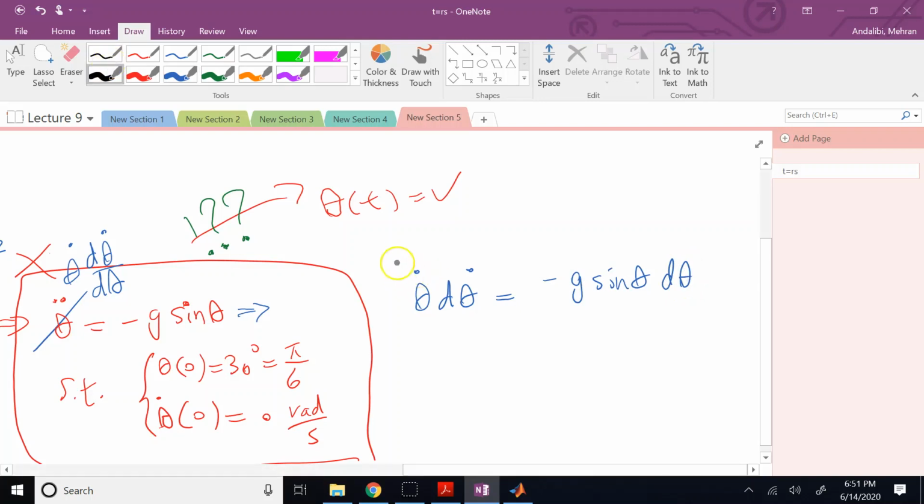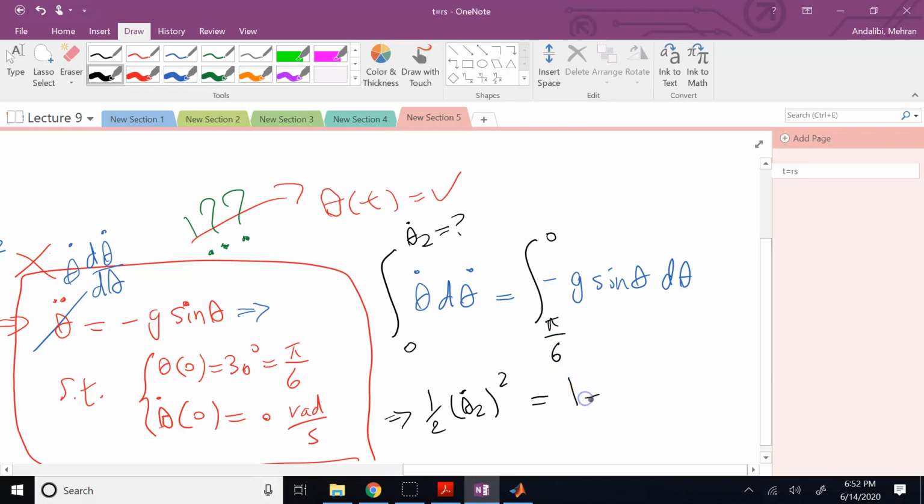And then what? You can integrate both sides. This goes from initial theta of pi over 6 to final theta of 0. This goes from initial theta dot of 0 to final theta dot that you don't know. And so this is going to be 1/2 theta dot 2 squared minus 0. And this is going to be negative. So integral of negative sine theta is cosine theta. So this is going to be cosine of 0, which is 1, minus cosine of pi over 6, which is square root 3 over 2.